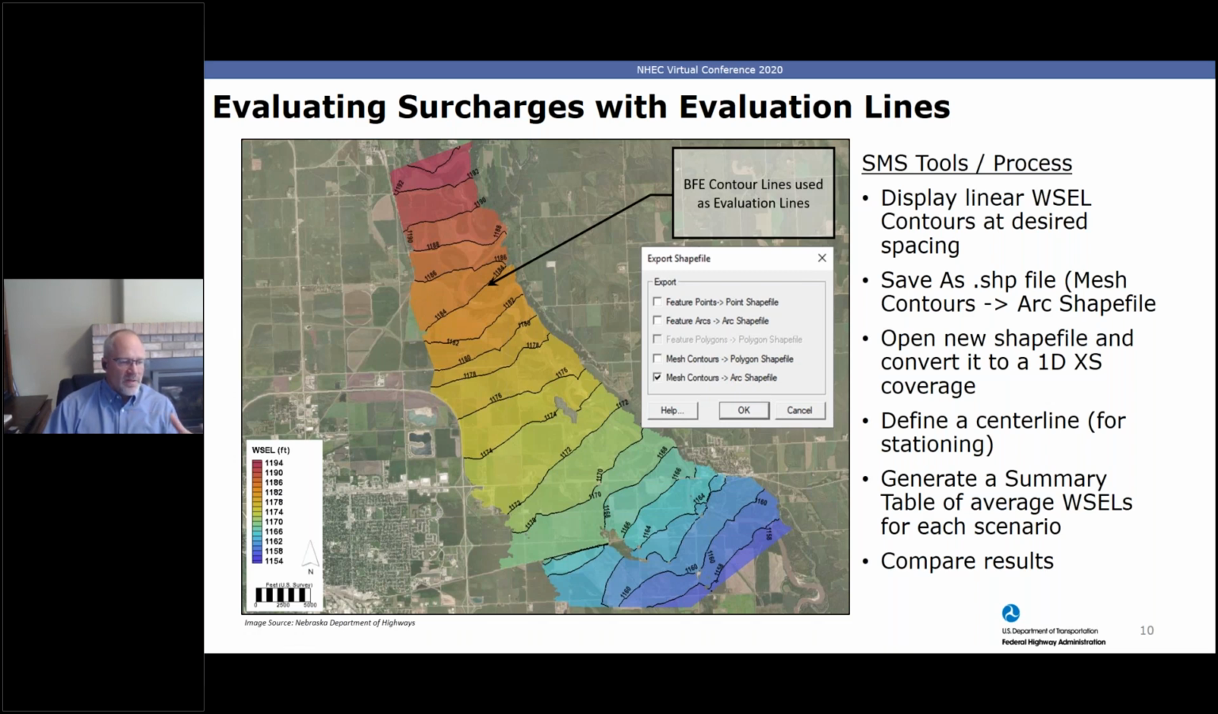All right, so in the following slides, I will demonstrate how these evaluation lines can be applied for floodway surcharge assessment, and then we'll talk a little bit about no rise. But first, let me check in with Wes. This might be a good time for any questions that may have popped up.